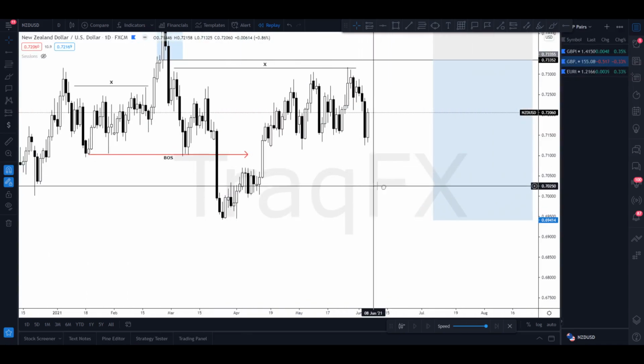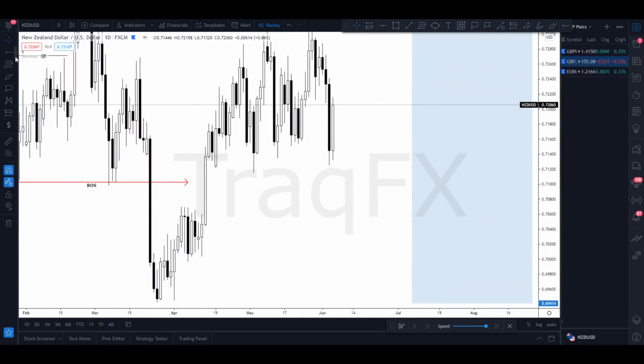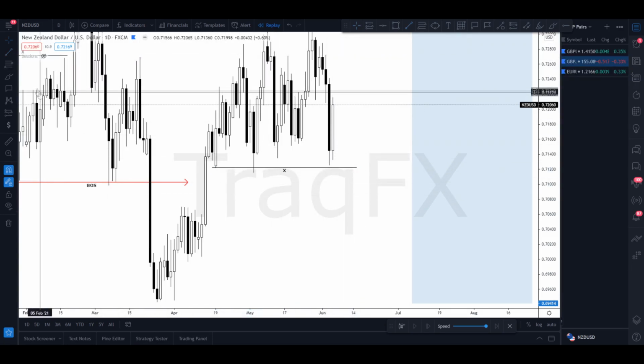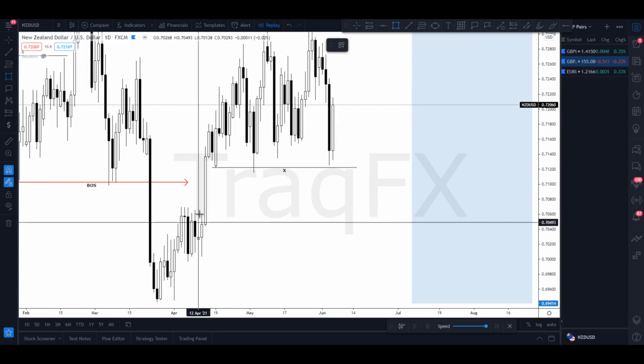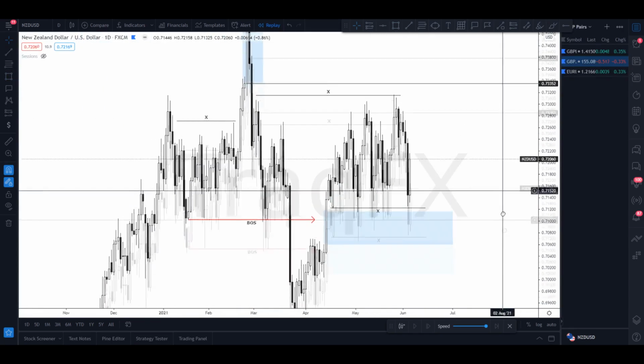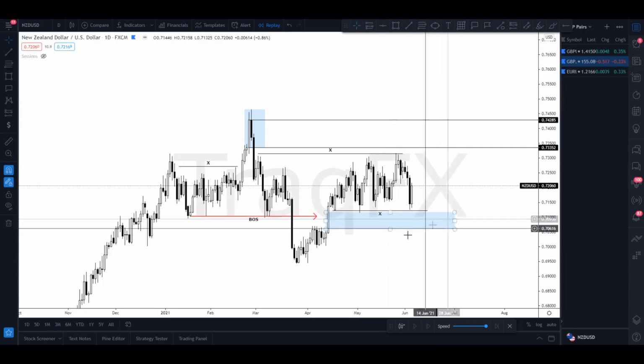Now, why are we targeting this low? Well, let me show you why. 1, liquidity right over here, that's resting. Liquidity at the lows, boom. What else do we have? We also have imbalance from this wick up to this wick. So now we have a reason for why price has to come back down to fill in this imbalance.